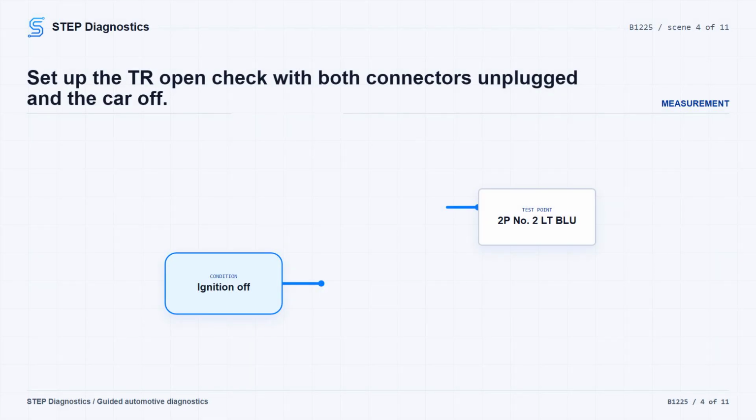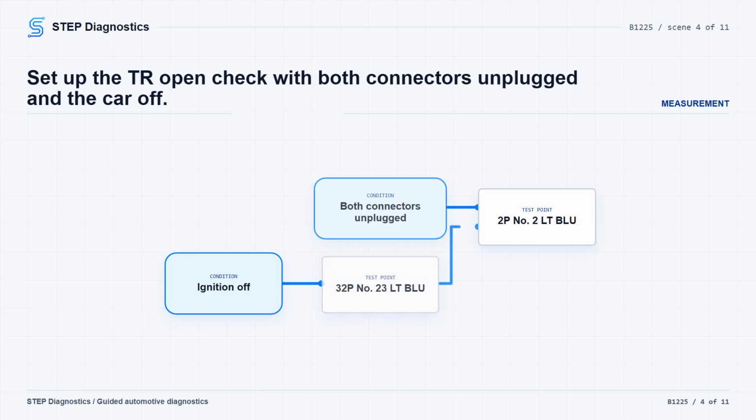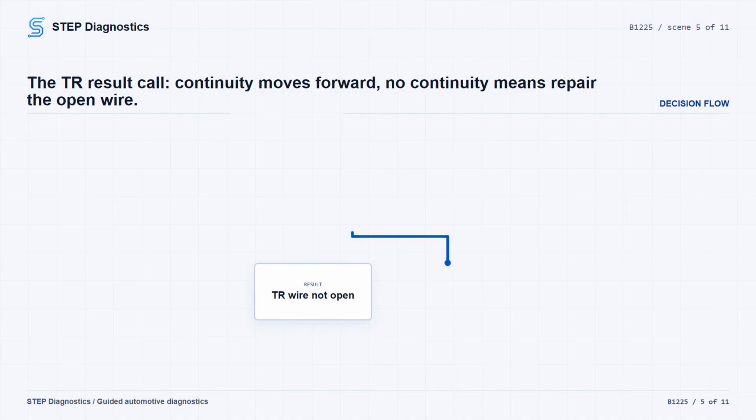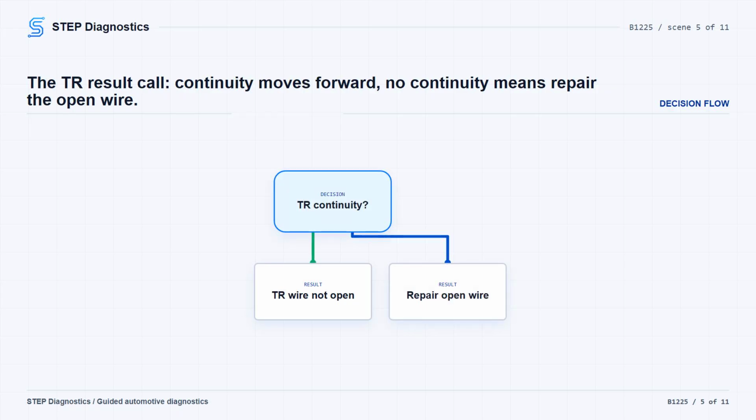With the ignition at lock 0 or the vehicle in OFF mode, disconnect the climate control unit 32P connector and the in-car temperature sensor 2P connector. Now check continuity on the TR circuit. You are checking between climate control unit 32P connector No. 23, the LT-BLU wire, and in-car temperature sensor 2P connector No. 2, also the LT-BLU wire. If you have continuity, the TR wire is not open, so move on to the sensor COM check.